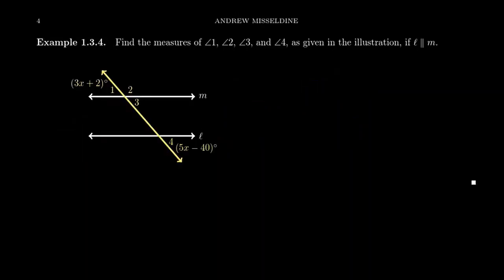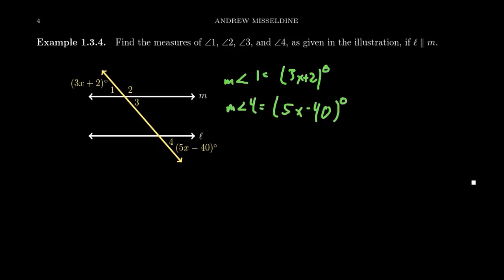So let's put these principles to practice here. Let's find the measure of angles 1, 2, 3, and 4 given this diagram, in which we know that the lines L and M are parallel lines, and we know that angle 1 is given as 3x plus 2 degrees. We also know that the measure of angle 4 is equal to 5x minus 40 degrees, like so.